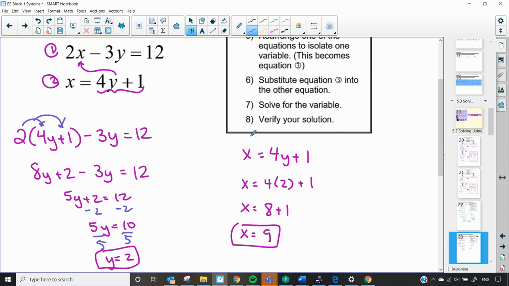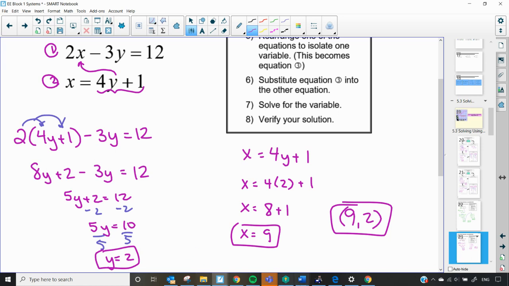Now, I'm writing out every step here. If I was doing this as my own question, or I was doing this just when I'm doing my homework, I would often jump from the 4 times 2 plus 1 straight to the 9. So I wouldn't expect to see this 8 plus 1 written there. So my answer then, again, written as a coordinate, be very careful to look at where your x and your y are. X is 9, y is 2. There's my answer, but again, we need to verify.